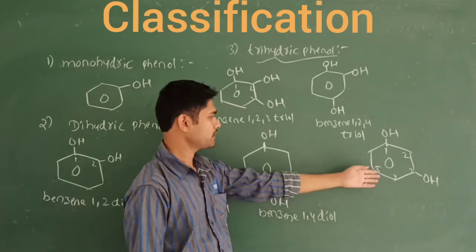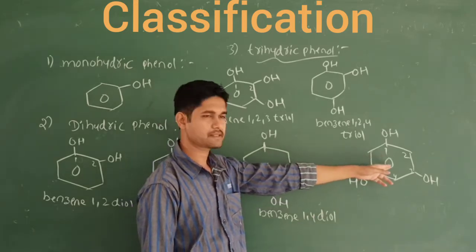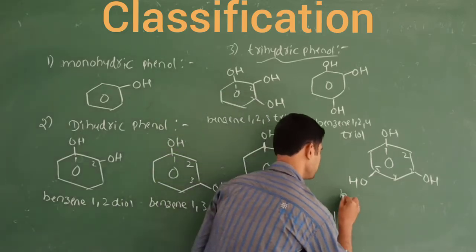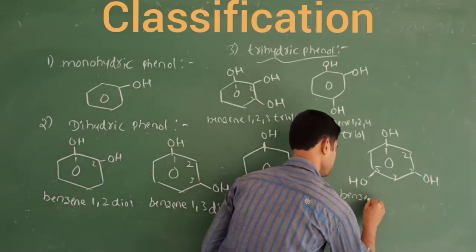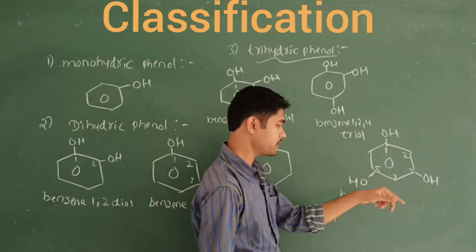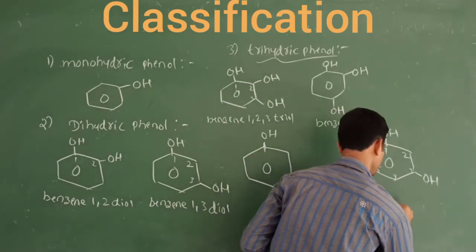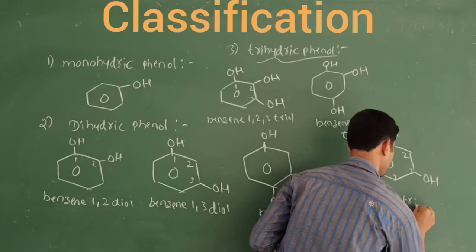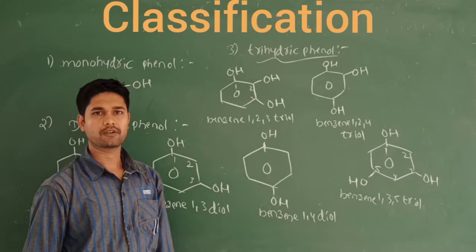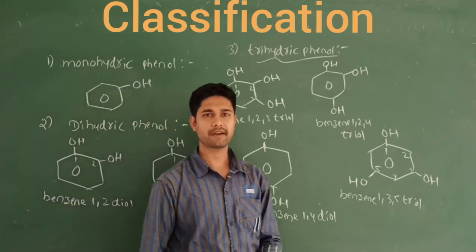Similarly, for the last one you can take this example. This is also an example of a trihydric phenol. Its name is benzene. Three positions have a hydroxy group attached, alternately. That is called 1,3,5-triol. Its name is benzene 1,3,5-triol. So like this, we classify phenols.